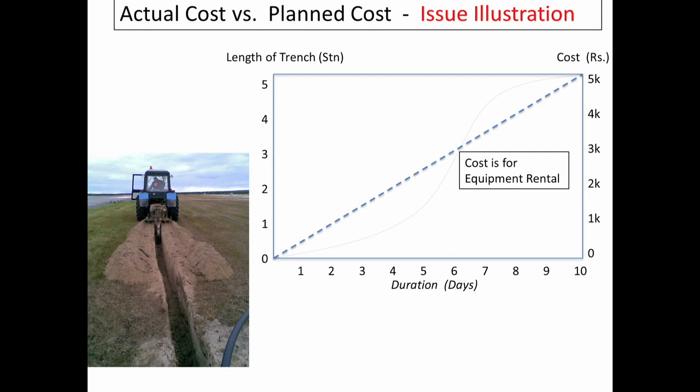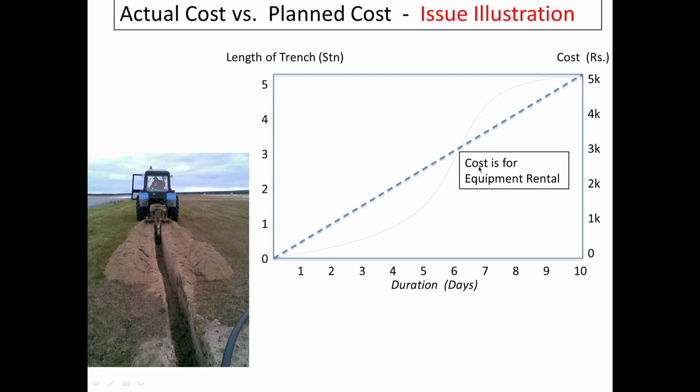So let's take a very simple example to illustrate. Let's say there is a trench that needs to be excavated, and this shows the progress. This is an illustration of the very simple trench which I'm using in this example. I have the duration on the x-axis and the length of the trench on the y-axis. Assuming it's a linear progression, and my cost is proportional to the length, I get my S curve.